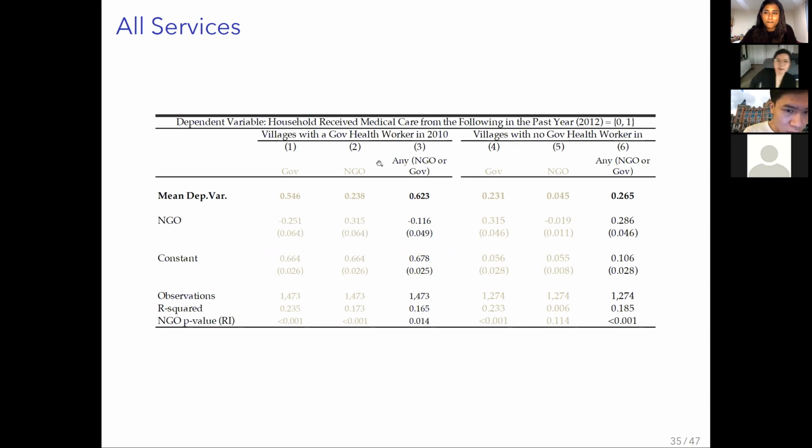So first, let's look at total services. This is the probability of getting any healthcare from anyone. What we find is that in villages that had a government health worker, when the NGO enters, total healthcare access goes down by 11.6 percentage points. In villages where there wasn't a government health worker, it increases. It's great.